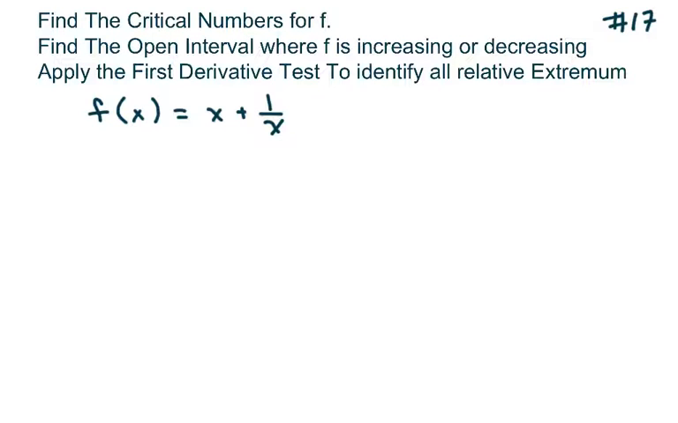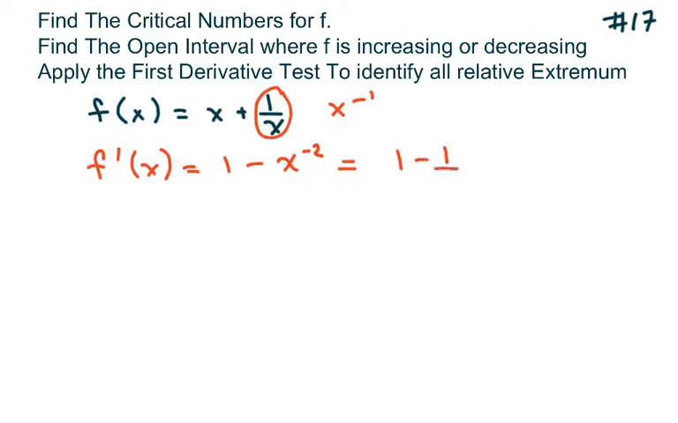So the first thing I'm going to do is take the derivative of f, and this is going to be 1, and if I rewrite this as x to the negative 1, this is going to be minus x to the negative 2. So this is going to equal 1 minus 1 over x squared. And to have the same common denominator, this would be x squared minus 1 over x squared.